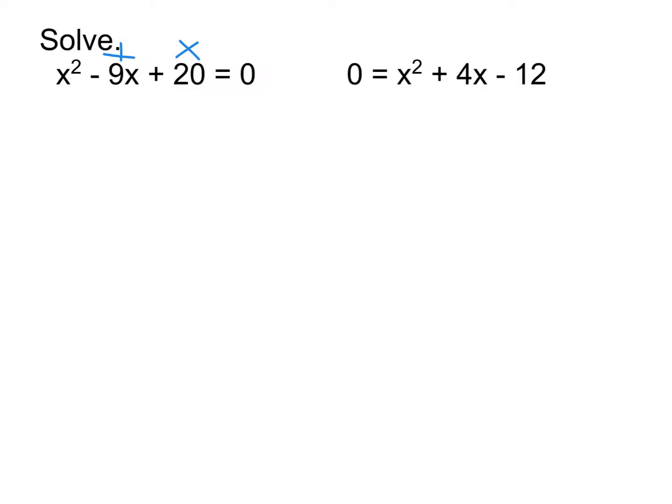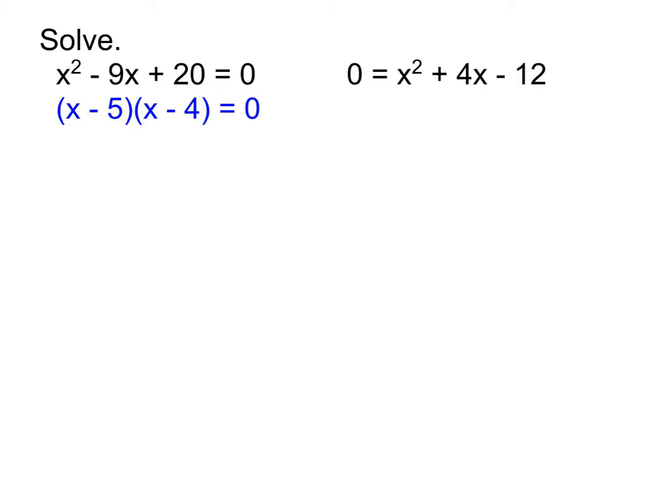Yep, it is negative 4 and negative 5. So we write it in factored form first. So you should have x minus 5 times x minus 4 equals 0. Now keep track of that equals 0. I do see on a lot of people's papers they tend to start leaving that off. You can't leave it off. You've got to keep it there.